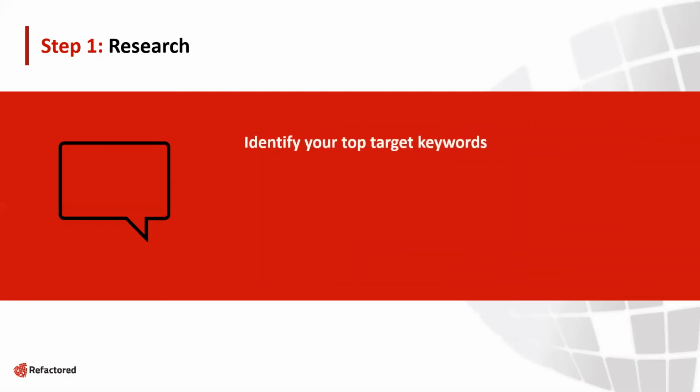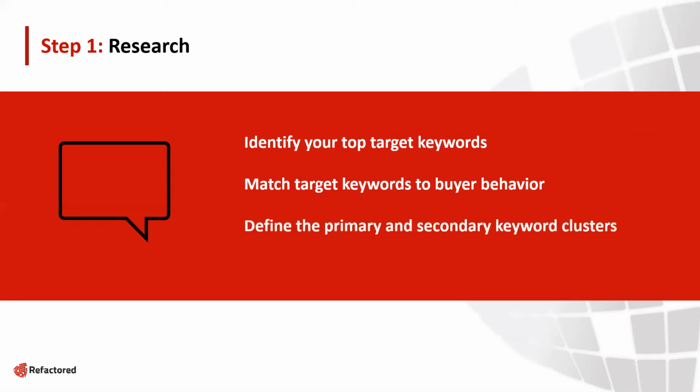So as we continue research, we then start to identify your top target keywords. Now, these are the terms that really matter to your business and the ones that we're going to build our actual content pillar around. Then we're going to match those target keywords to discover how they're used by potential buyers and by your competitors. From there, we define primary and secondary keyword clusters that will be used to develop the actual content pillar.